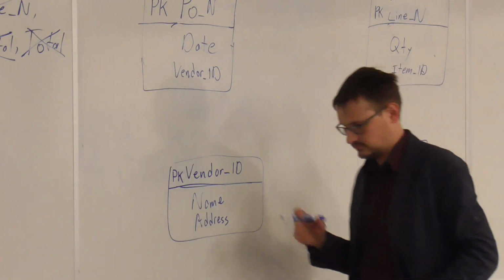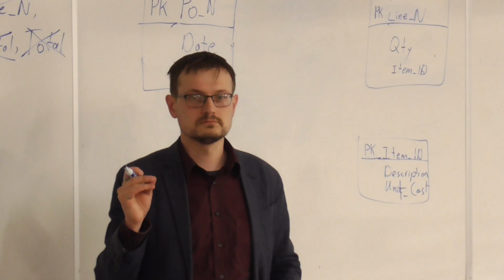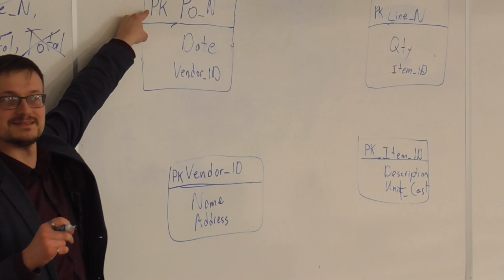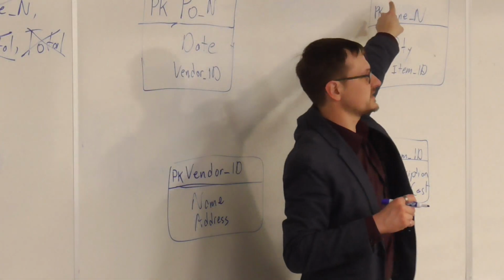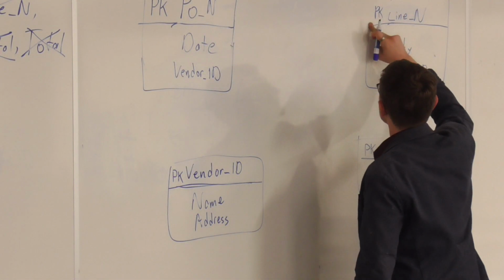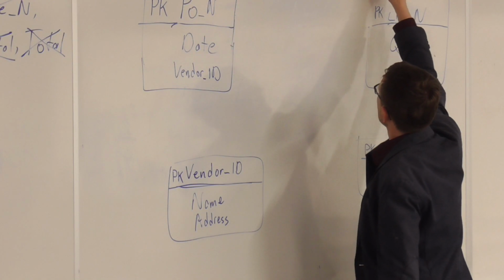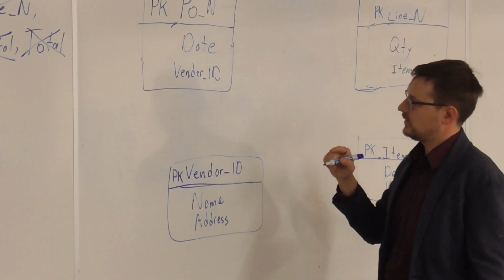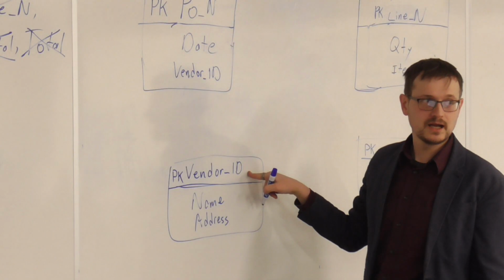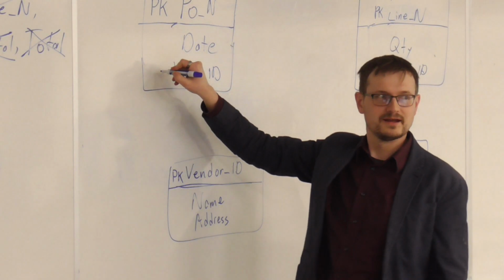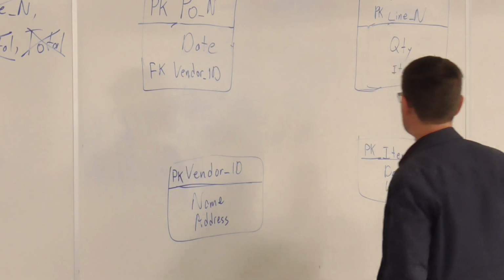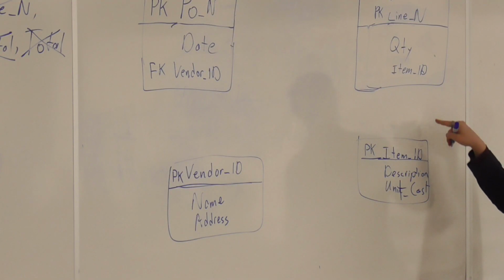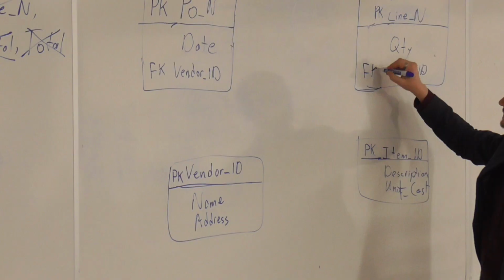So, is this one used anywhere else? Right there. So this one, as well as being a primary key, is also a foreign key. Very good. How about this one? Is this one used anywhere? Yes. Right here? FK? How about this one? Ooh. FK.